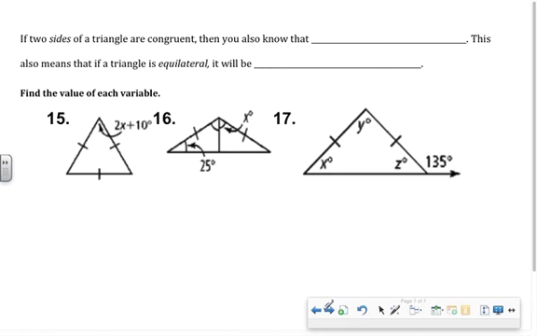Okay, last bit we talk about today is isosceles triangles and properties therein. When you have an isosceles triangle, remember what an isosceles triangle is. It's a triangle with two congruent sides. One of the properties that you had this year is that if two sides of a triangle are congruent, then you also know that two angles are congruent. Specifically, two sides of a triangle are congruent, then you also know that the angles opposite them are congruent.